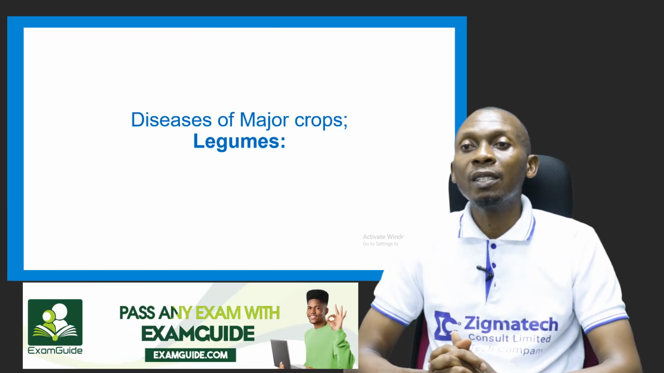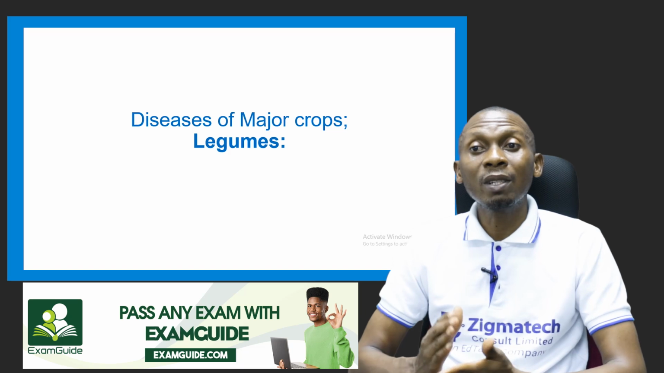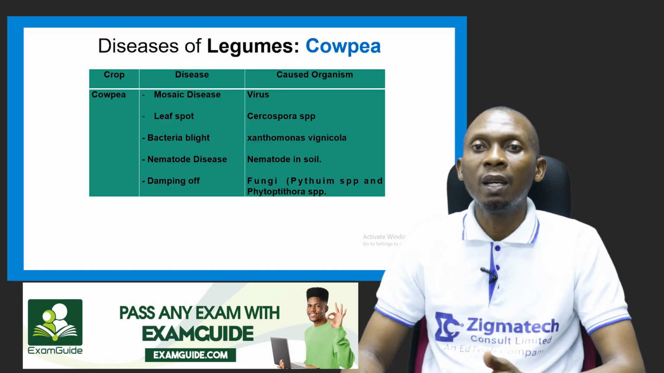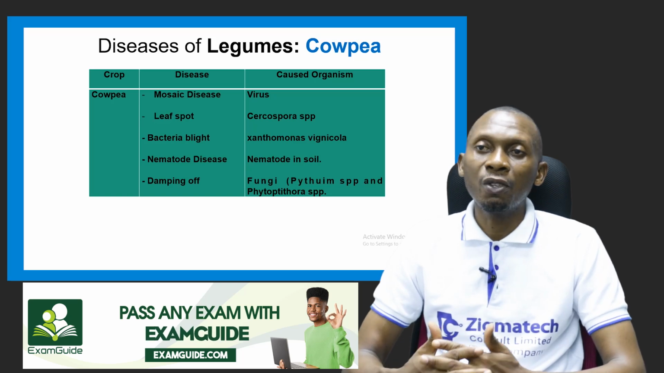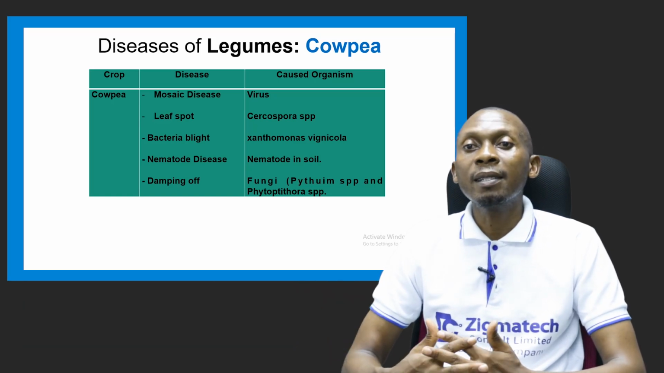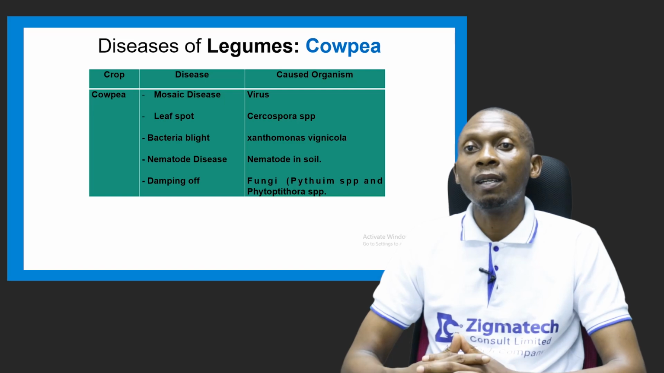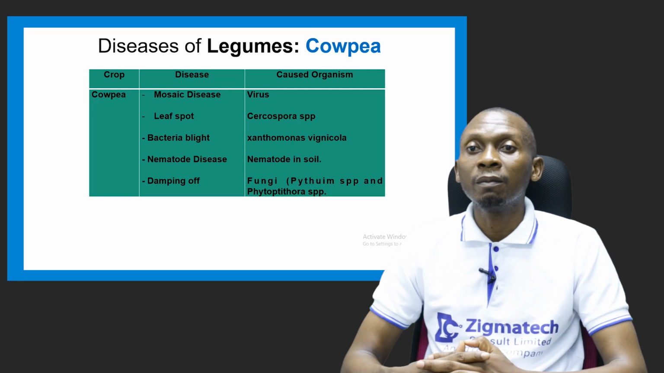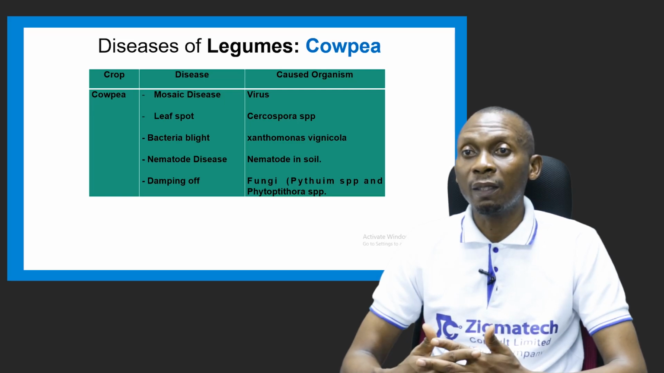Now, let's look at diseases of major crops. Let's look at legumes now. We're done with cereals, so let's look at legumes. Now, cowpea is a leguminous crop, and it has certain diseases that affect it. We have the mosaic disease, which is a viral disease. We have leaf spot, which is a fungal disease, Cercospora leaf spot.